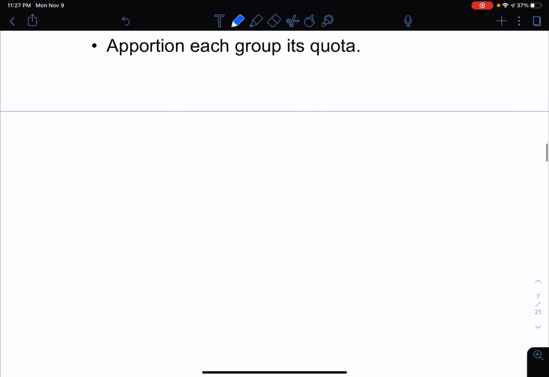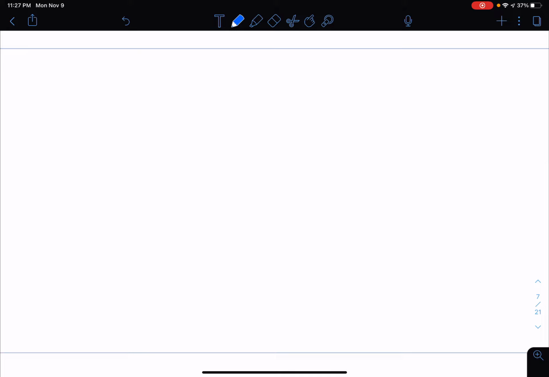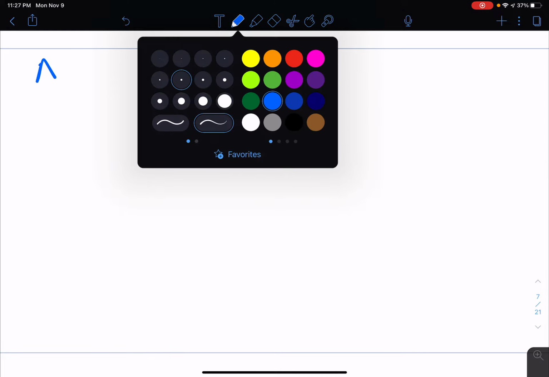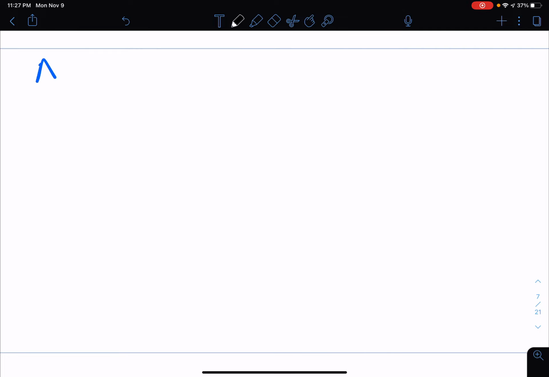All right, so back to our data with states A, B, C, D, and E. Oop, I like black better for this. Sorry, okay.